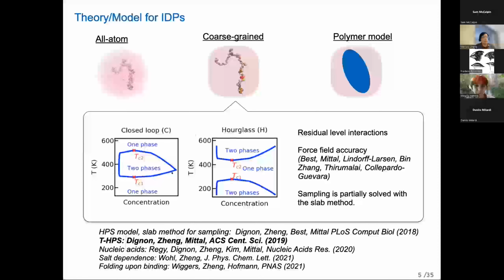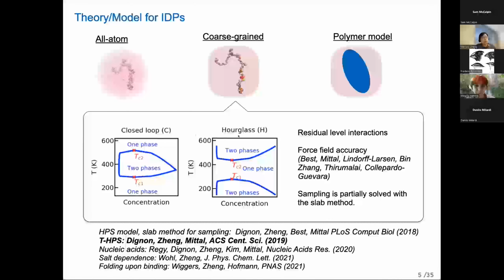And they can coexist at the same specific condition. For example, here is the temperature. For the closed loop event, below the first critical temperature, it does not have phase separation, and above that, it has phase separation. Then above the second critical temperature, there will be one phase again. This kind of behavior has actually been observed in copolymer phase separation, but now it's in the disordered protein.